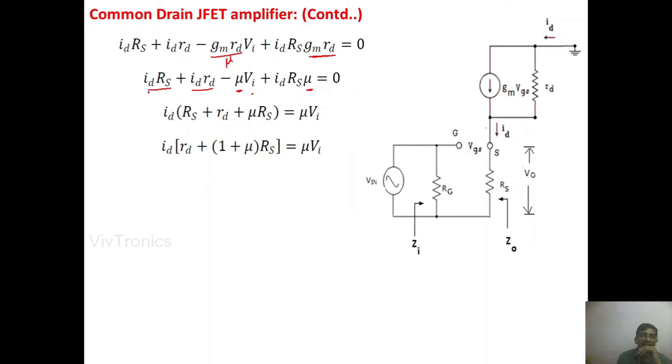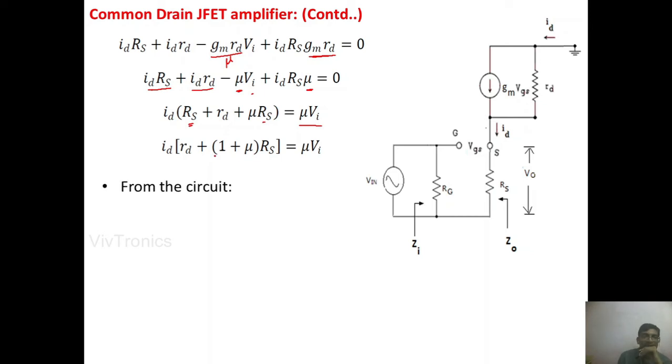So in this equation there are three ID terms: IDRS, IDRD, IDRS mu. Therefore we can take ID as common, so ID into (RS plus RD plus mu RS) is equal to, taking the minus mu VI to the right hand side, which becomes plus mu VI. So plus mu VI is equal to ID into RD plus, in these two terms RS is common, so we can take RS common, (1 plus mu) into RS.